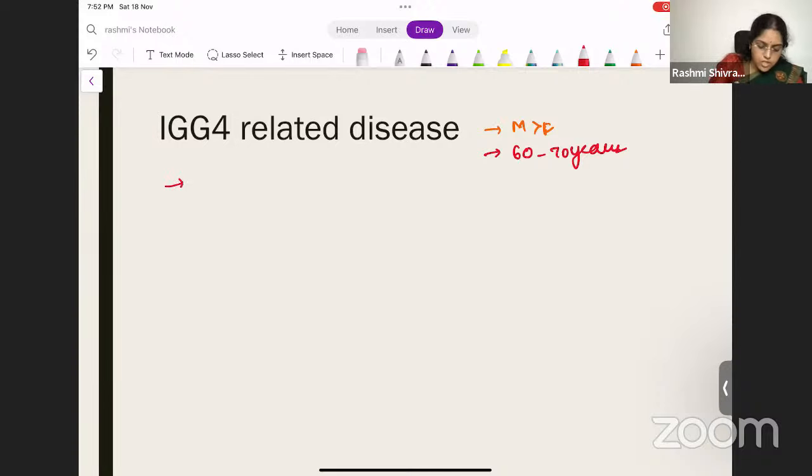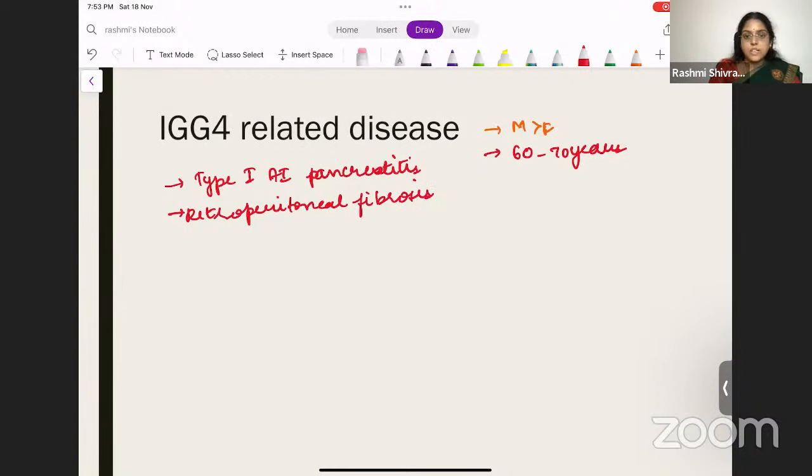What do you think are the components of this condition? Earlier, different components were treated separately, but later it was realized that all of these fall into one syndromic presentation. So there are many components; try to remember them. It is type 1 autoimmune pancreatitis. Next is retroperitoneal fibrosis, which I'm sure you have studied in surgery, with medialization of the ureter.